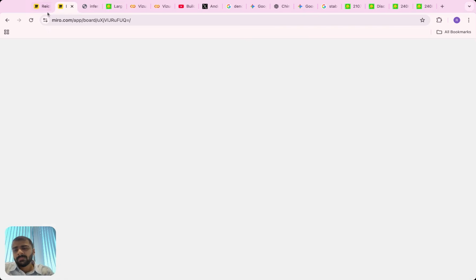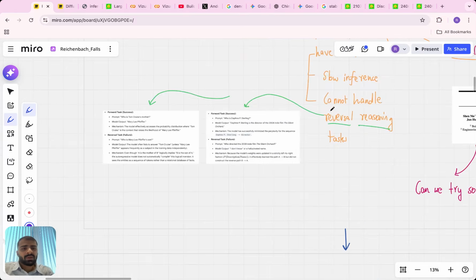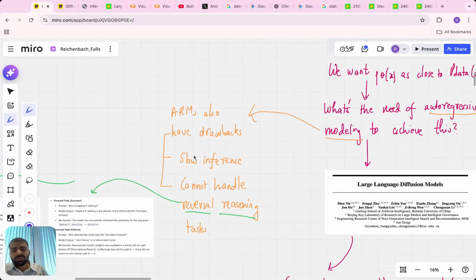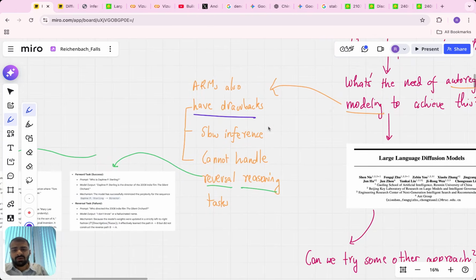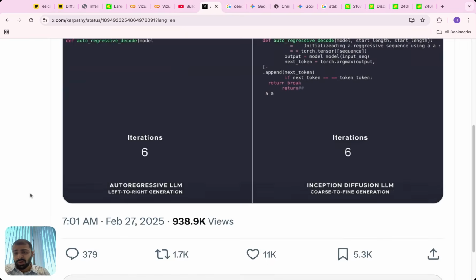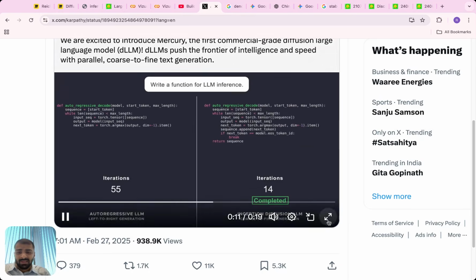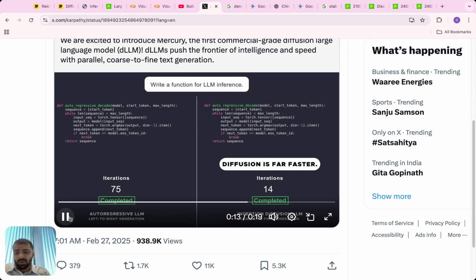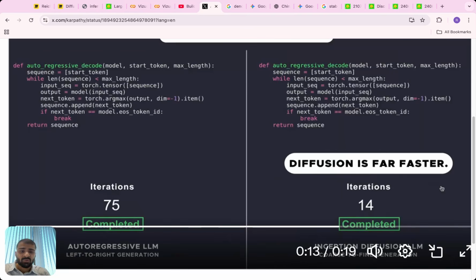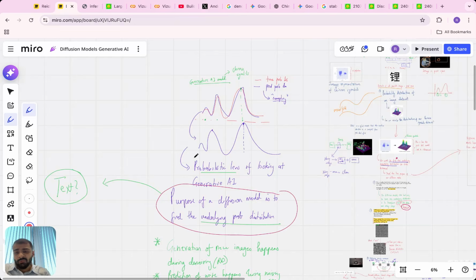Also, one more fallacy of autoregressive models which the authors mentioned is that autoregressive models actually have drawbacks. First is that they have slow inference. Why? Because they are predicting one token at a time, not a stream of tokens at once, like diffusion models can do. If you look at the left hand side, that's autoregressive, it predicts one token at a time. To generate the same amount of text, the right hand side, which is the diffusion model, takes 14 iterations, while an autoregressive model takes 75 iterations, which is way higher. So diffusion is far faster for inference. That's one drawback they mentioned.